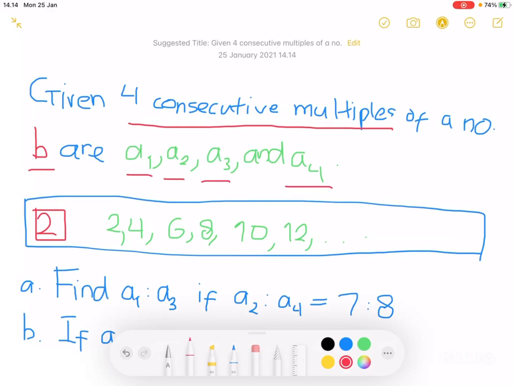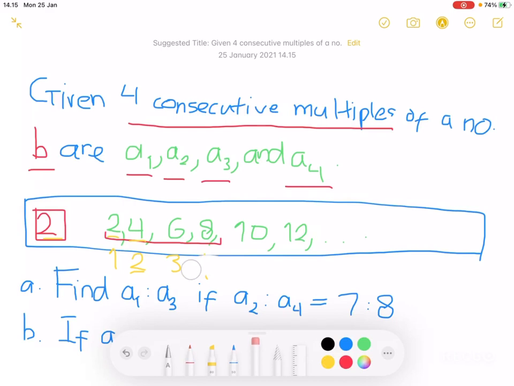As you know, the multiples of 2 are 2, 4, 6, 8, 10, 12, and so on. What it means by consecutive is you take some group of numbers like so. So I have 2, 4, 6, 8. Those are consecutive multiples. And notice their order: 1, 2, 3, and 4, where these numbers represent the position of the multiple. So the first multiple of 2 is just 2, the second multiple of 2 is 4, and so on.